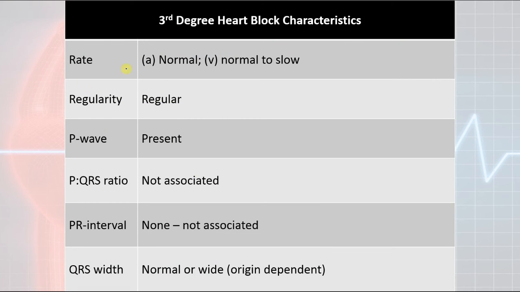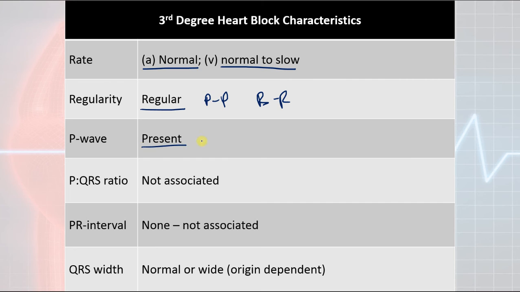When it comes to the characteristics, the atrial rate is normal. It could be running at 70 beats a minute. The ventricular rate for itself could also be normal. You could have a ventricular rate of 60 or 50. So they're both normal within themselves, but they are not communicating. Regularity for the P to P and the R to R intervals will be regular. They just won't be marching out.